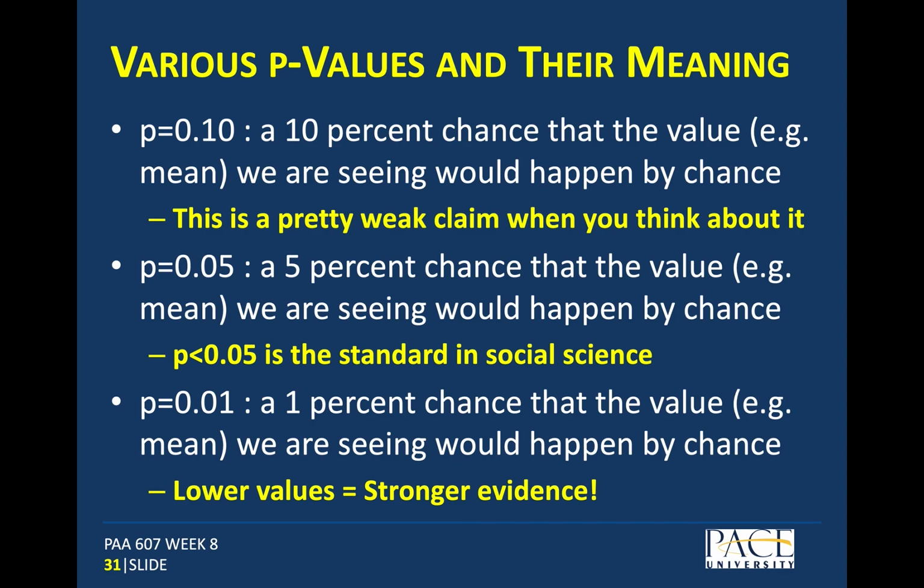Then we see what we already talked about, 0.05. That would mean there's a 5% chance that the value that we're seeing, for example, the SAT mean score, is occurring by chance. Again, this is a standard in social science. That's the standard threshold. We're looking for p-values less than 0.05 to say, yes, that's a really unusual value. And then if we go to p equal to 0.01, that would mean there's a 1% chance that the value that we're seeing would happen by chance. And again, lower values equal stronger evidence. If we only have a 1% chance that the value we're seeing is occurring by chance, that's really strong evidence. There's almost no chance that it would happen just randomly.